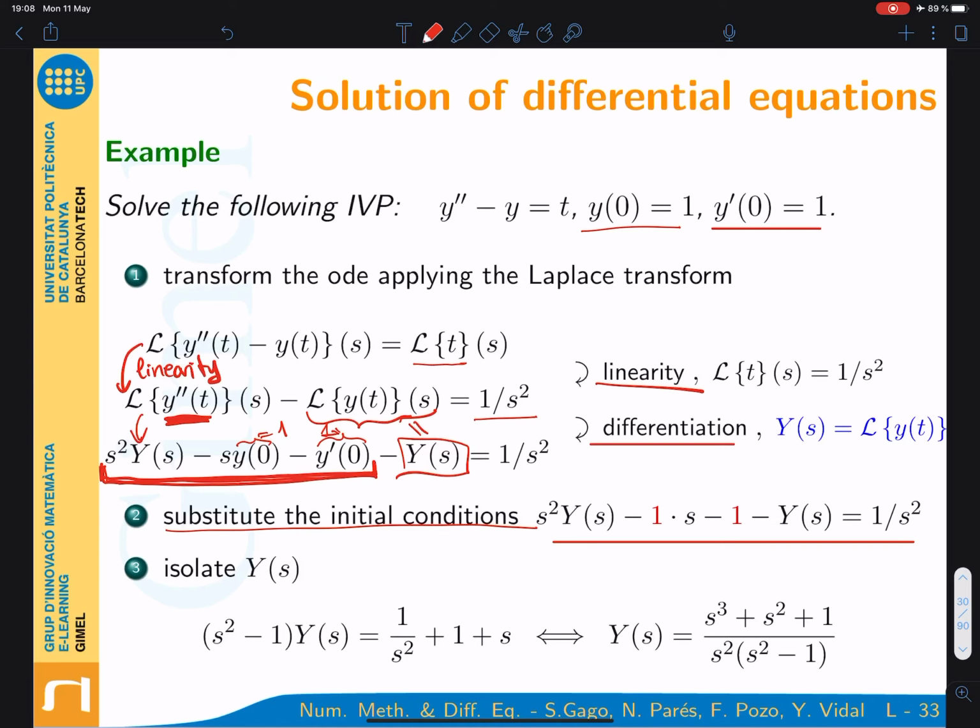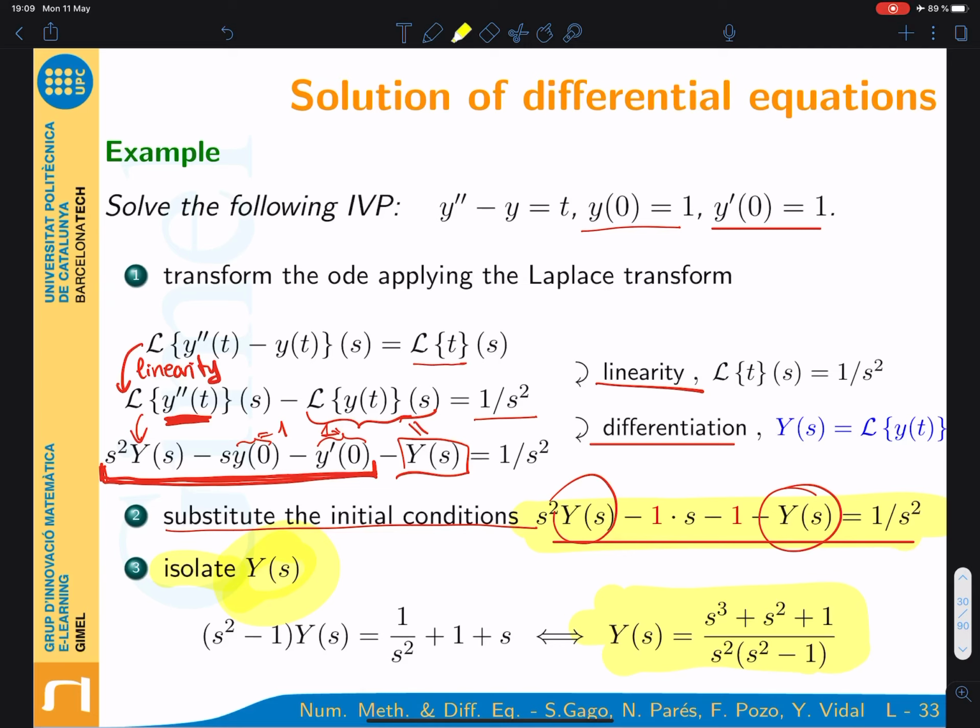Now from here we will isolate Y(s). We will solve the algebraic equation. Okay, this is very important. This is not differential equations anymore. There are no derivatives at all. This is just an algebraic equation. So we just isolate the unknown, which is Y(s), and we get this thing here.